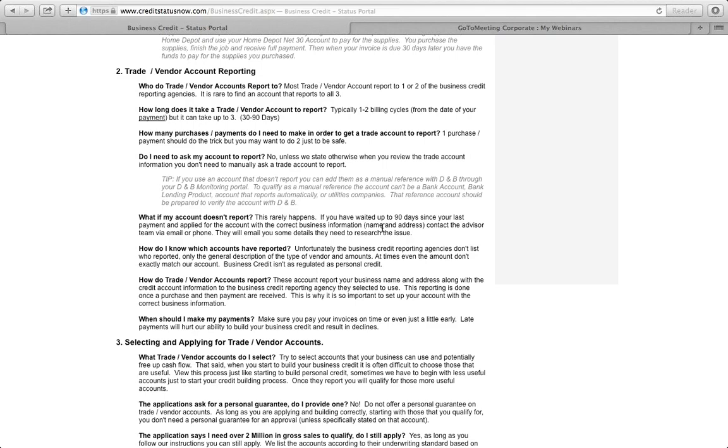On the personal credit side, they're mandated by law to report. Business credit, it's the Wild West. They are not mandated to report. It's up to them. And so we have to keep that in mind. Just because you have a business account, a credit account, doesn't mean it actually reports. So now we understand that.